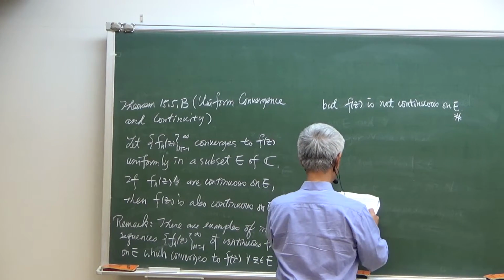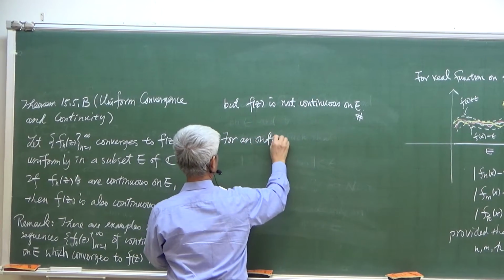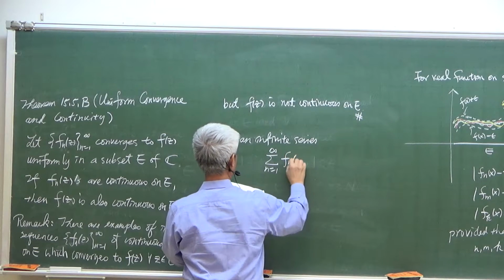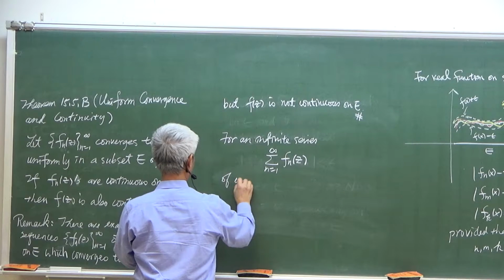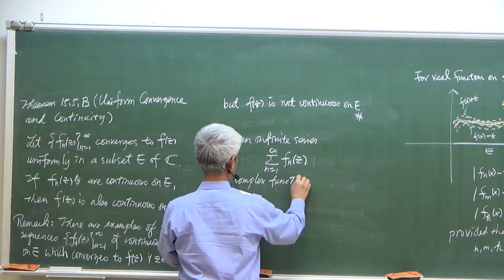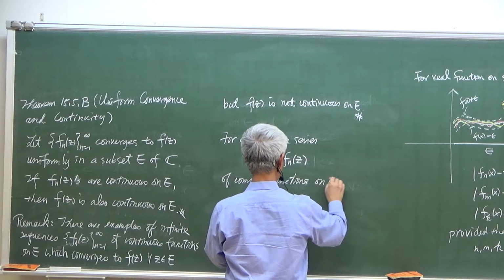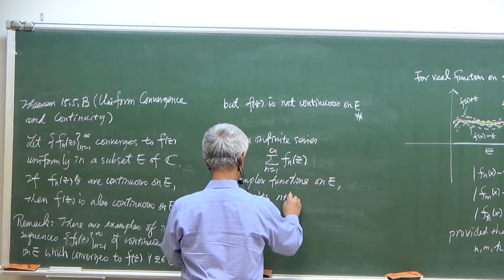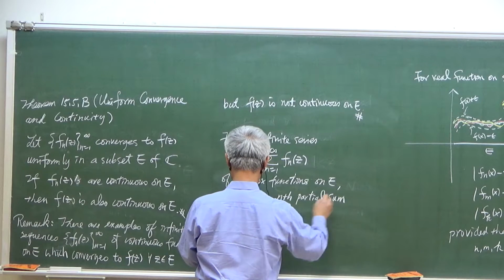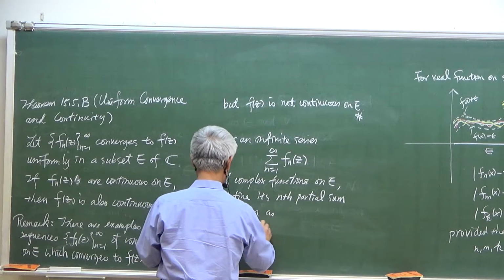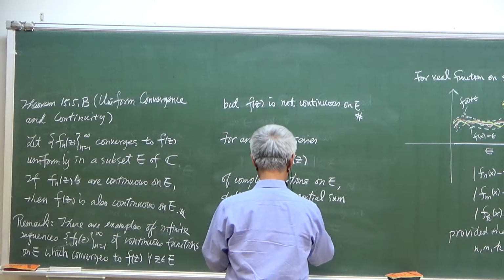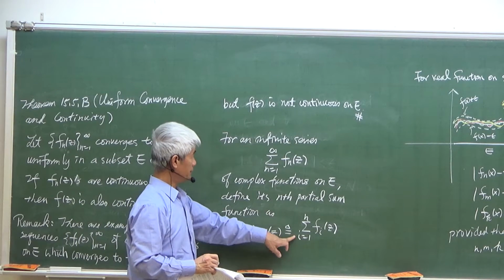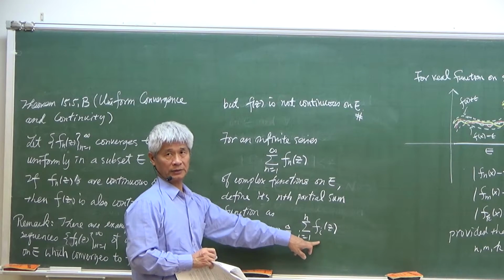Now we'll consider infinite series. For an infinite series of complex functions, we define its nth partial sum function as S_n of z. And the nth partial sum function is actually the sum of the first n component functions. So this is it.